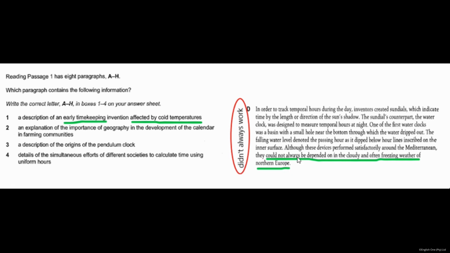Look at this example. This is the answer for number 1. It was in paragraph D, but the answer actually was the very last sentence of the paragraph. Could not always be depended on because of the freezing weather in Northern Europe. So the description was affected by cold temperatures. Freezing weather, cold temperatures, could not be depended on, was affected. So I had to scan read the entire paragraph before I reached the answer.